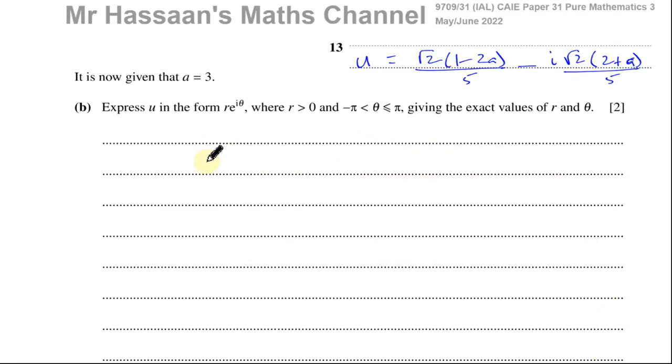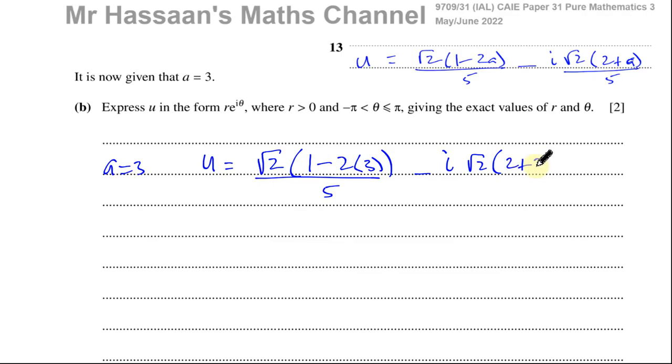And now for part B of this question, it is now given that a equals 3. So now when a equals 3, we can say u is going to be equal to root 2 times 1 minus 2 times 3 over 5 minus, we'll have i times root 2, 2 plus 3 over 5. Okay, so this gives us u equals root 2 times, that's 1 minus 6, which is minus 5 over 5, minus i times root 2 times 5 over 5.